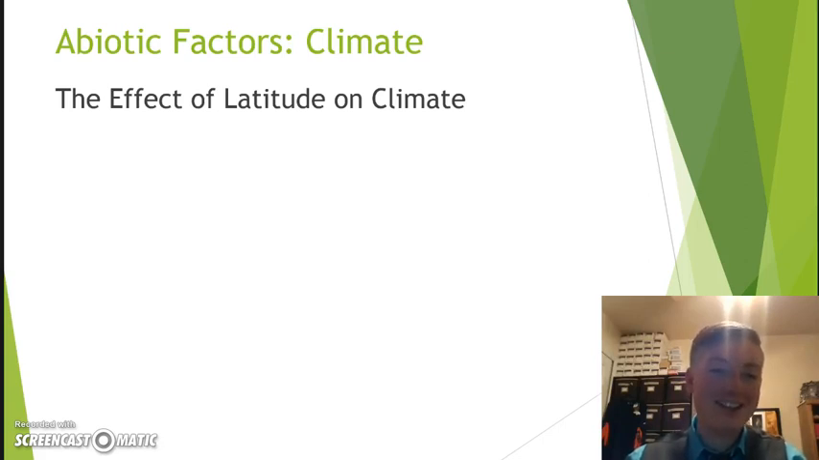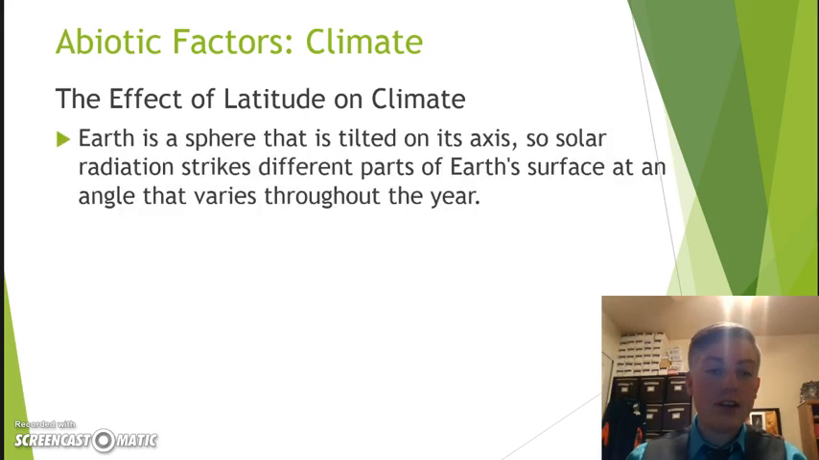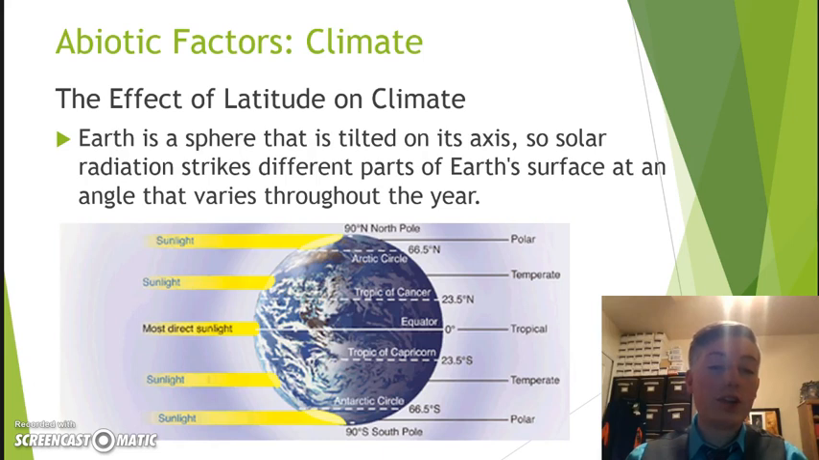Okay, so next up we're going to talk about the effect of latitude on climate. Earth is a sphere, big surprise, and it's tilted on its axis. So solar radiation strikes different parts of the Earth's surface at an angle that varies throughout the year. At the equator, the sun is almost directly overhead at noon all year. At the north and south poles, however, the sun is much lower in the sky for months at a time.